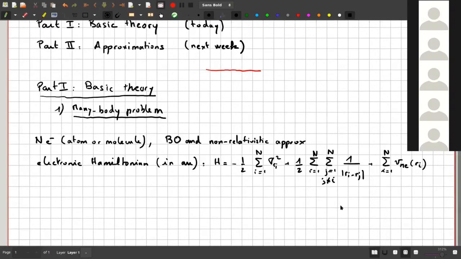And of course, V_NE, the nuclear potential, is minus the sum over the nuclei, which I will index by alpha from 1 to N_n, the number of nuclei, of the charge of the nucleus Z_alpha divided by |r minus R_alpha|, where R_alpha is the position of the nucleus alpha. And what we want to do is to solve the Schrödinger equation.